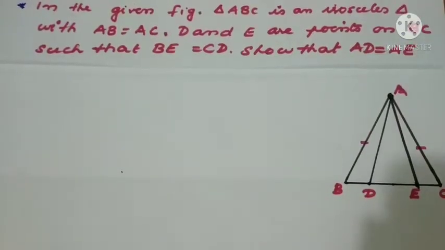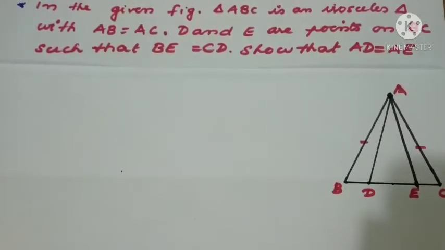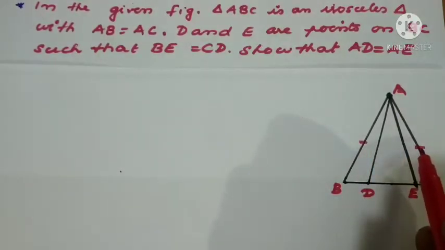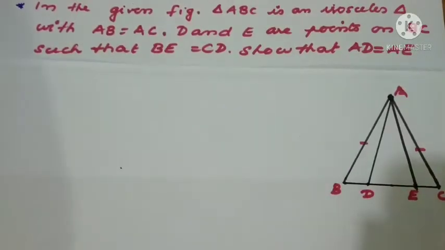In the given figure, triangle ABC is an isosceles triangle with AB equal to AC, and D and E are two points on BC such that BE and CD are equal. Show that AD equal to AE. So the diagram is given. Already we have marked one equal side, AB and AC, and D and E are on the same side, where BE equal to CD is given.